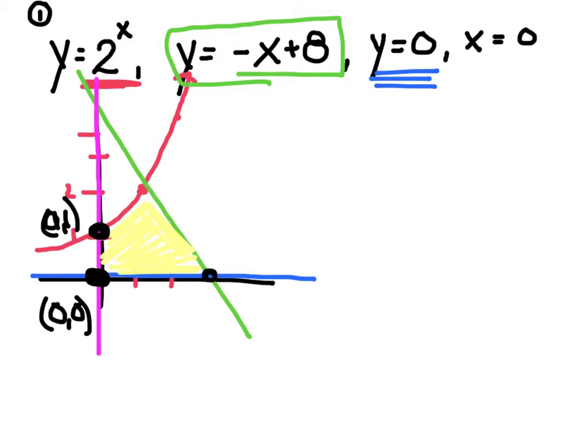This point over here is when negative x plus 8 is equal to 0, so it would be at x equals 8. That would be 8, 0. Now this point here isn't as nice to find, so we're going to find that with our calculator. We need the intersection of 2 to the x and negative x plus 8. I'll pause for a moment, so grab your calculator and let's get that point stored into alpha a.